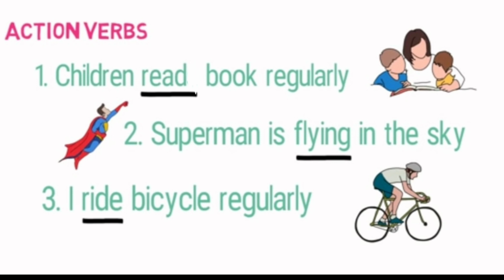I ride bicycle regularly. Here in these sentences, the words read, flying and ride are action words. They tell us what these people do. Such doing words or action words are called verbs in grammar.